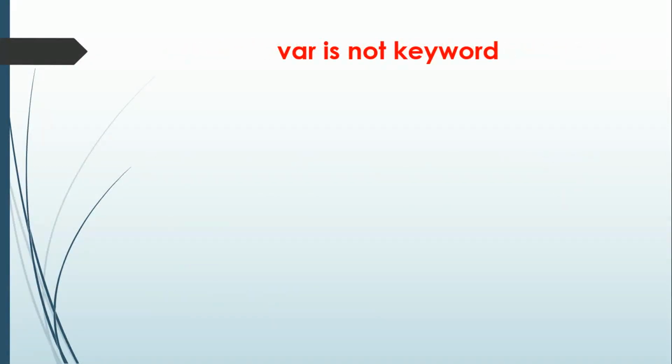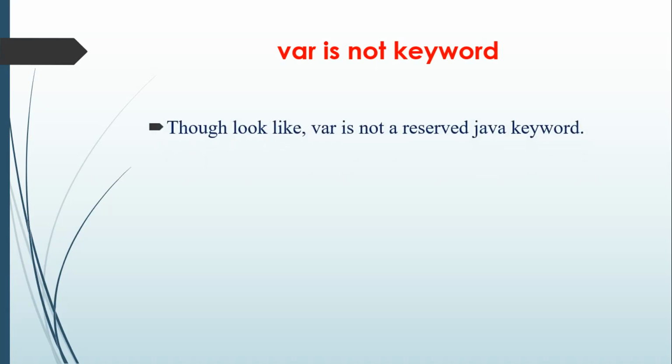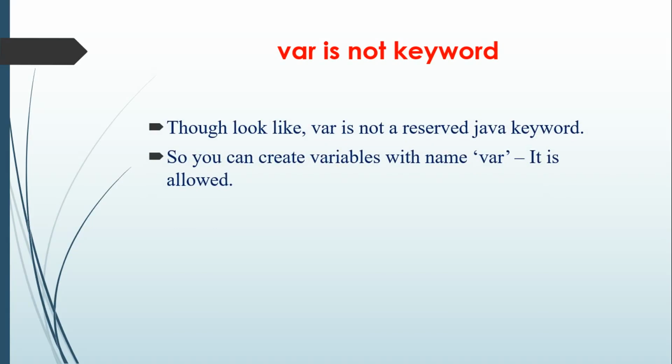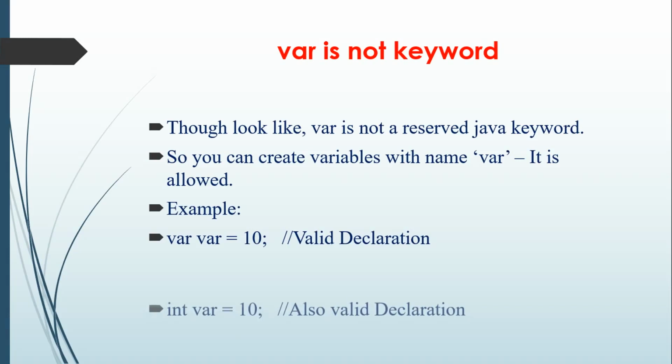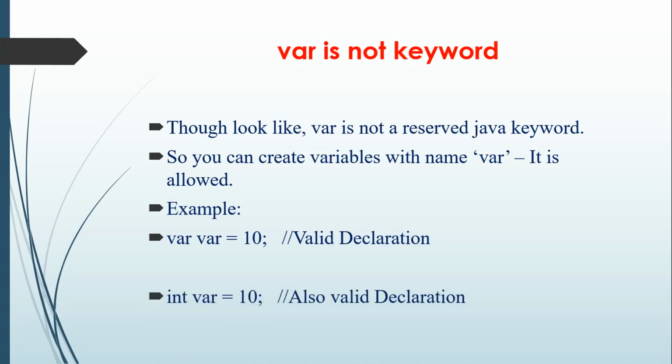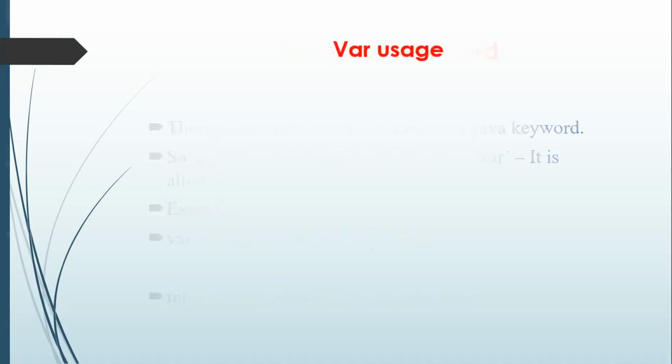Next, var is not a keyword. Though it looks like one, var is not a reserved Java keyword, so you can create variables with the name var. It is allowed. For example, var = 10 is completely fine because var is not a keyword in Java. Or if I write int var = 10, it is also a valid declaration.